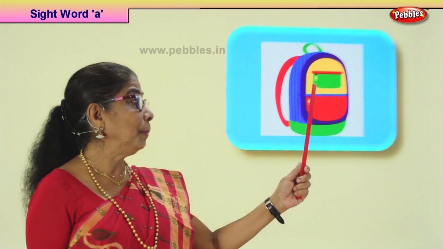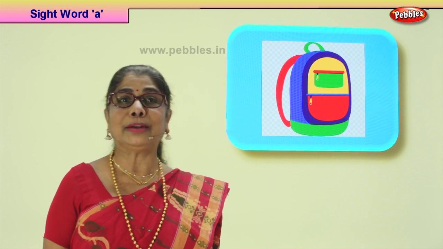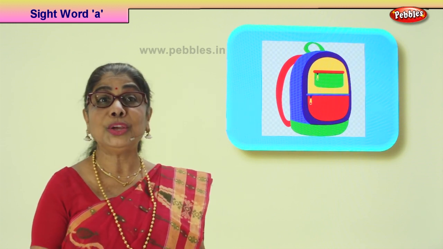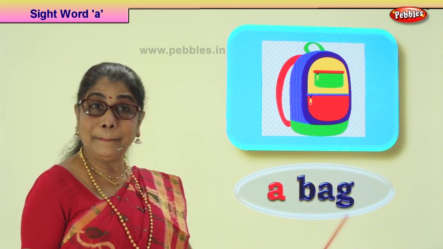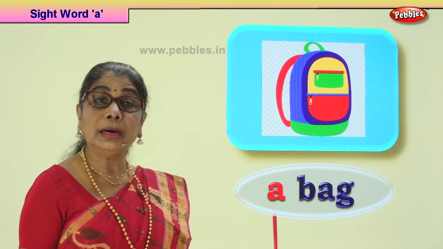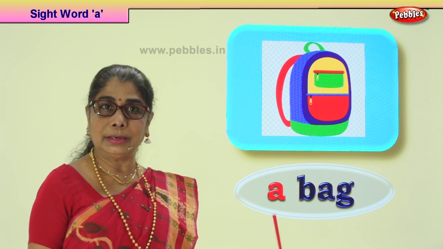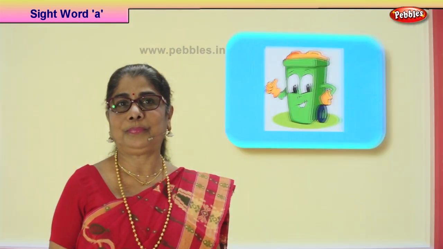Look at that. What picture is this? It's a picture of a bag. What do you do with the bag? You take the bag to school with all the things you need for the class. Yes. Look at the sight word. A bag. How do you read? A bag. Good. Let's look at our next picture.